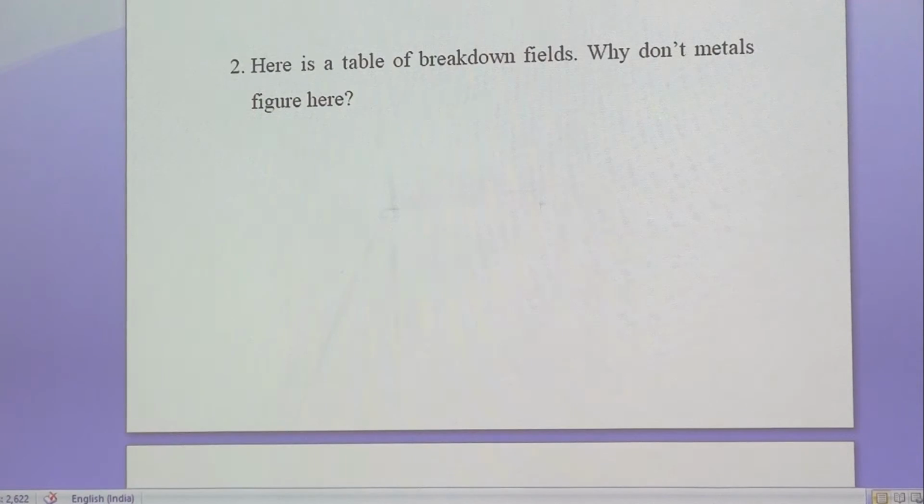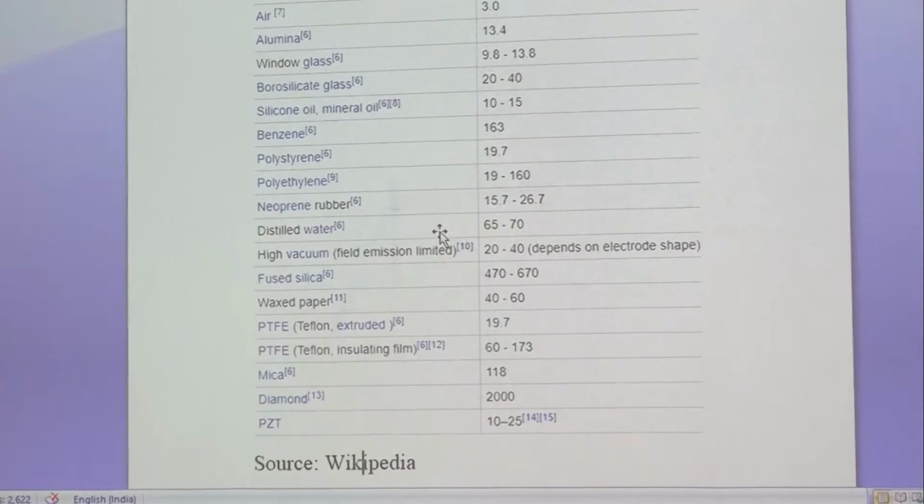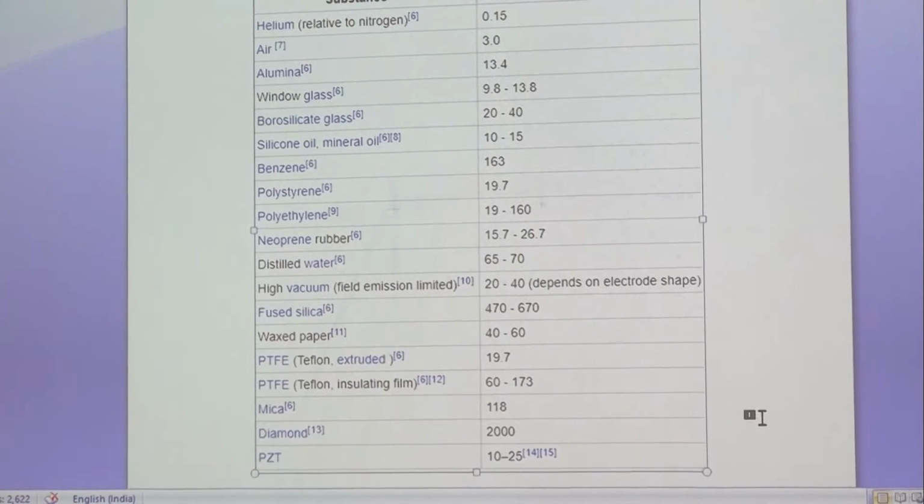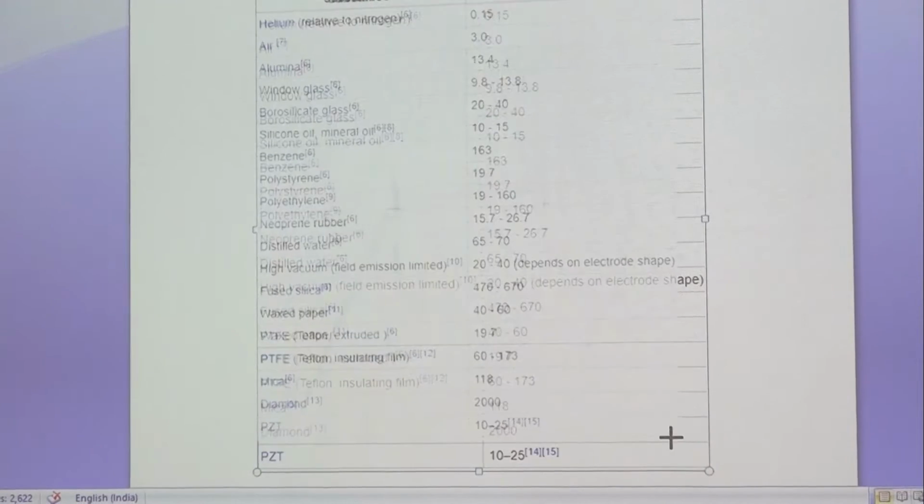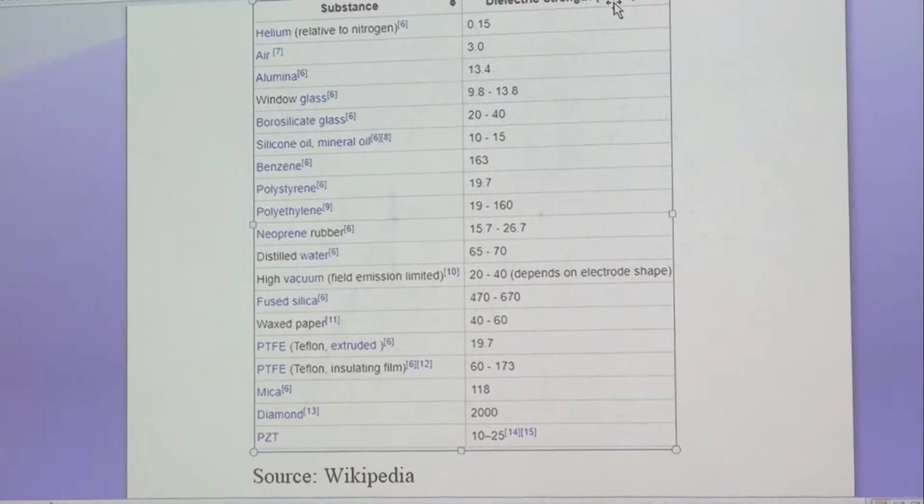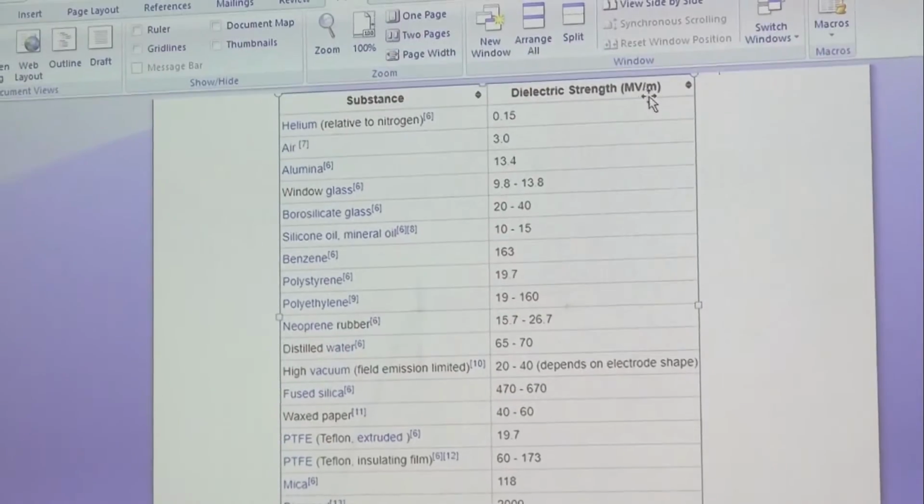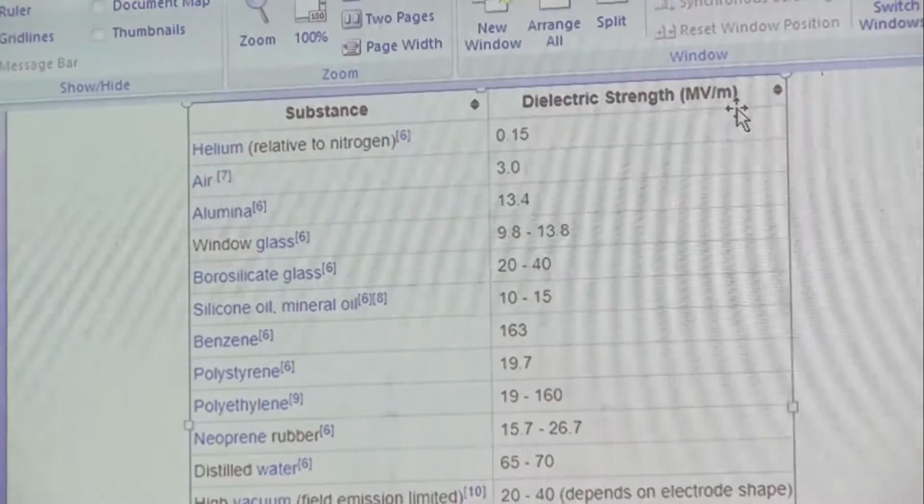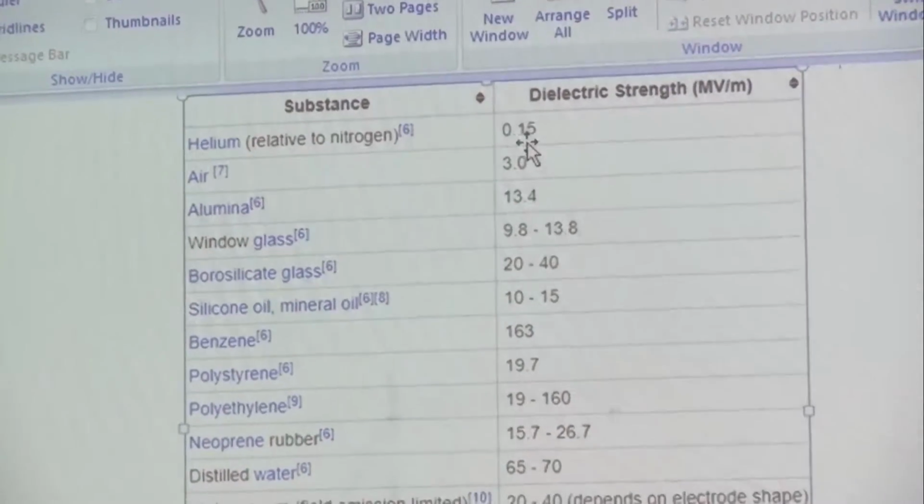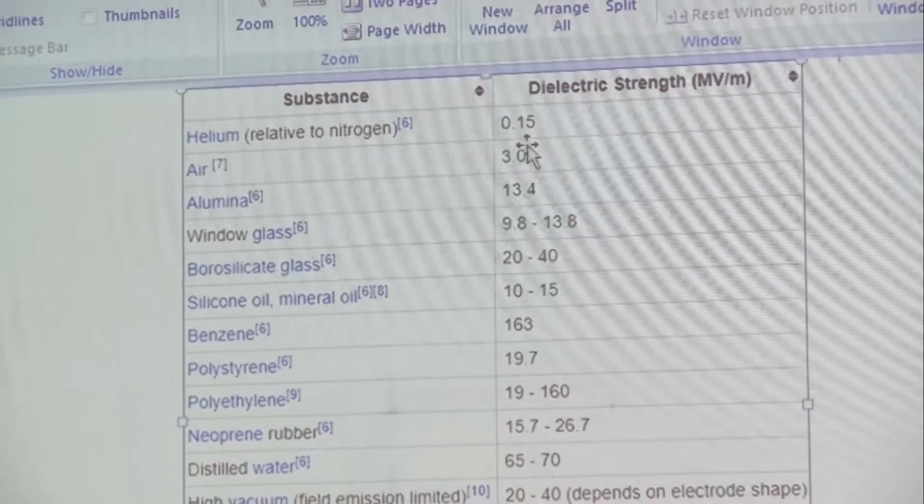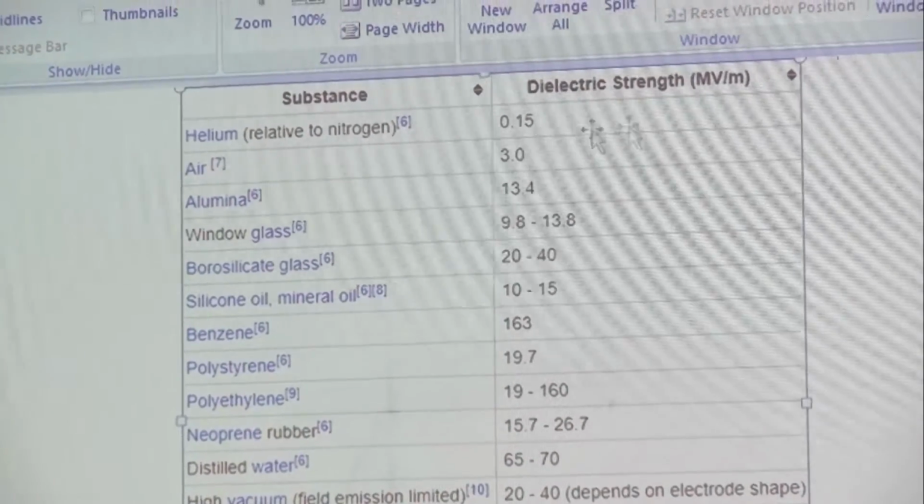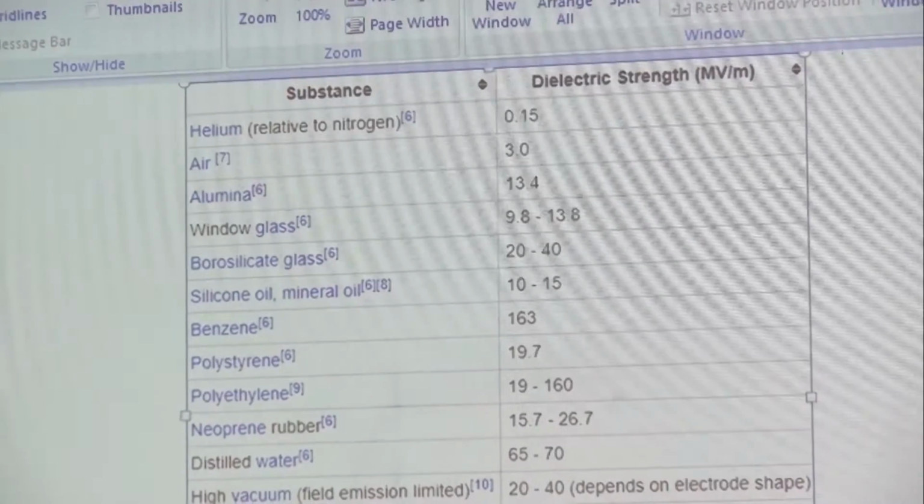Okay, good. Next, here is a table of breakdown fields. This is from Wikipedia. And please notice the unit of field is megavolt per meter, the way it is written. So that is 10 to the power of 6 volt per meter. For example, 0.15 megavolt per meter would be 0.15 into 10 to the power of 6 volt per meter. Okay, you understand this?